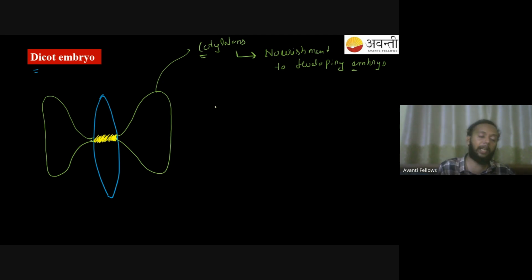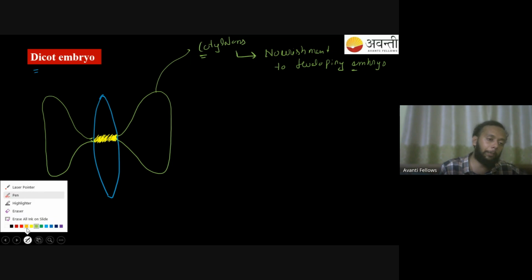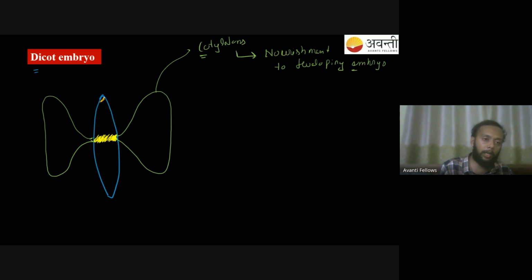Right? Now pay attention over here. This is the midpoint, the middle region, and this is the point from where the cotyledons are coming out. Okay. Now what do you get to see in the embryo? The upper part over here is called my plumule.